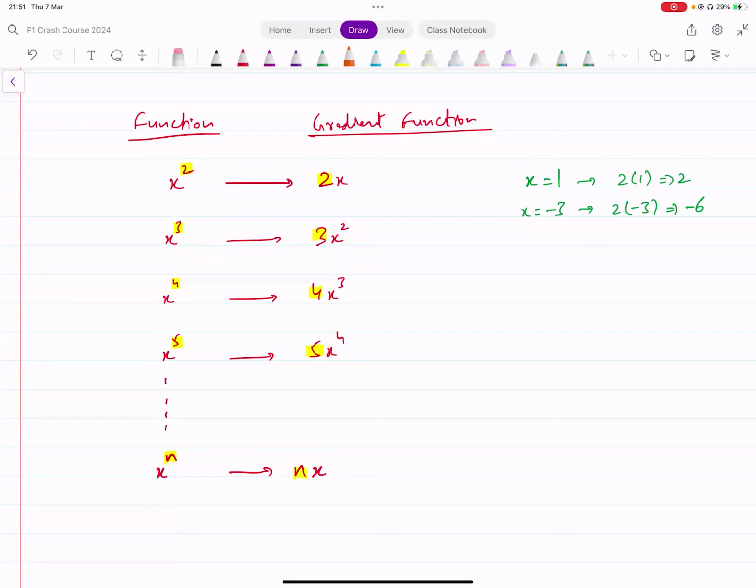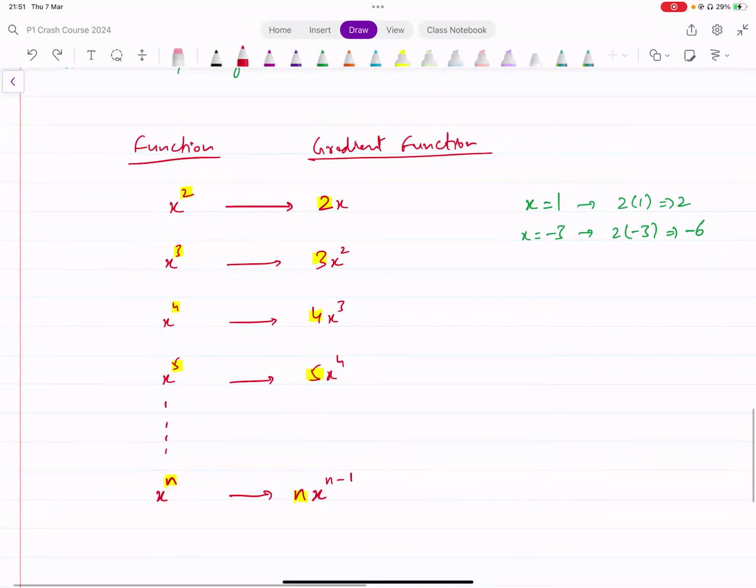And then what is happening to the power? The power was 2 earlier, it became 1 here. It was 3 here, it became 2. It was 4 here, it became 3. Looking at that pattern, the power is reducing by 1, so that it becomes nx raised to a power n minus 1. So if you have a function x raised to power n, the gradient function for that is nx raised to power n minus 1. We get to a general rule using this process.